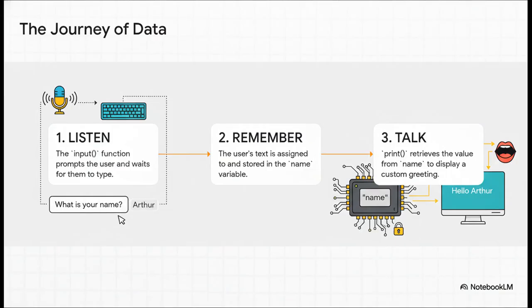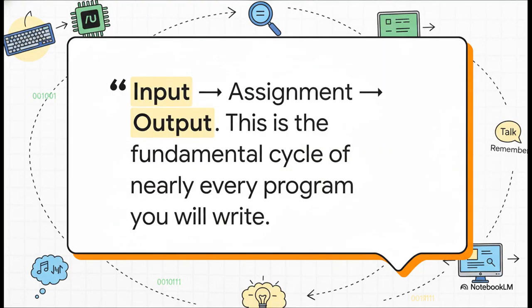So let's follow the data on its journey. First, the computer listens. The input function shows, "What is your name?" and just pauses. Let's say you type Arthur and hit enter. Next, the computer remembers. The word Arthur gets stored inside that variable box we labeled name. And finally, the computer talks. The print function grabs Arthur from the name box and joins it with hello to display hello Arthur on the screen. And that right there brings us to the biggest takeaway of all.